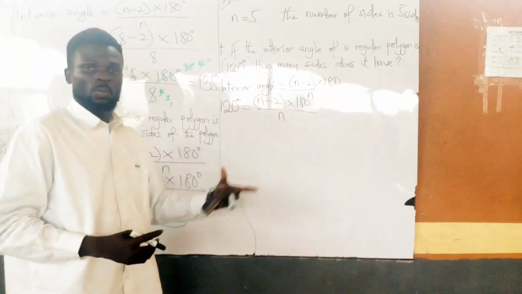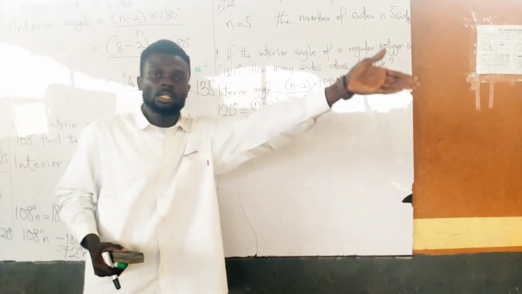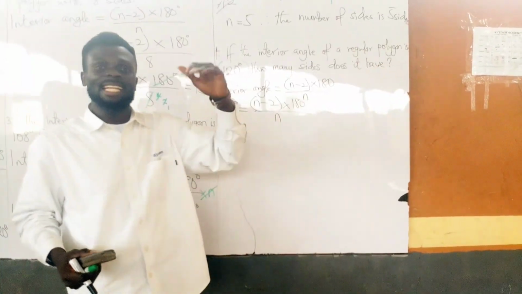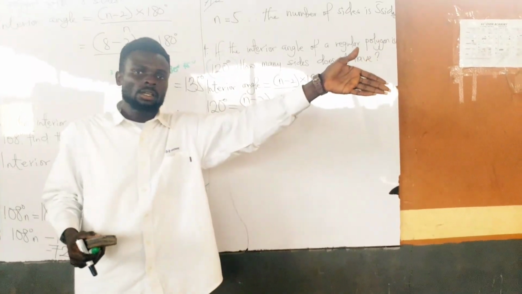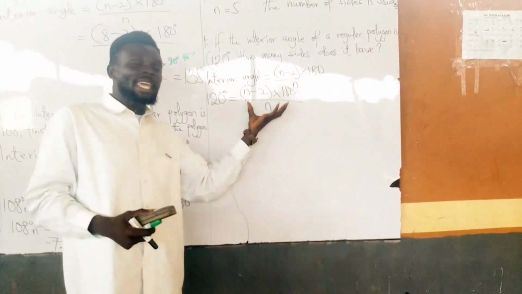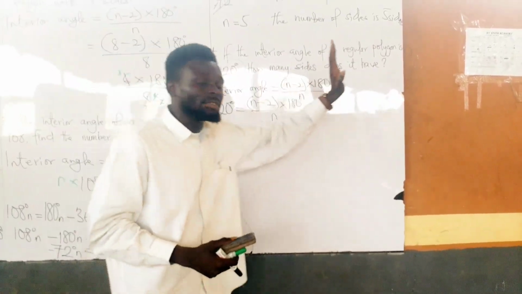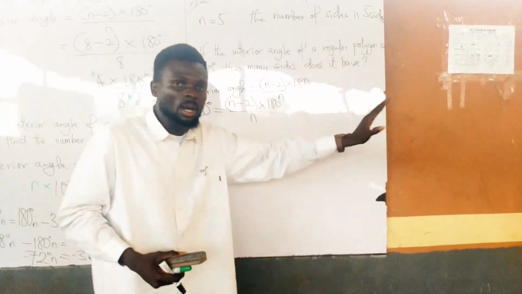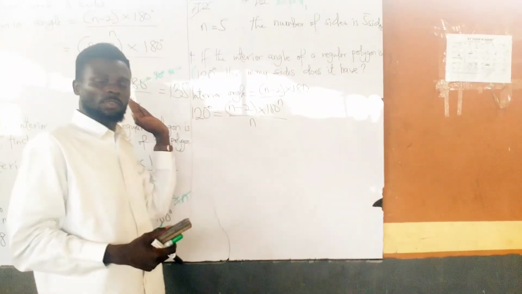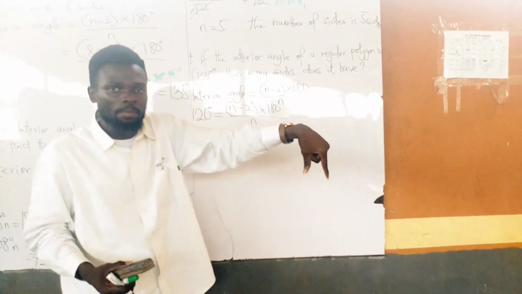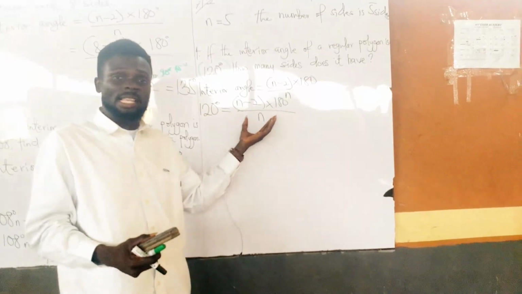With this, we have been taught substitution and change of subject. So we have to make n the subject here. So how? Since the left side is a fraction, multiply both sides of the equation with the LCM. The LCM remains n.